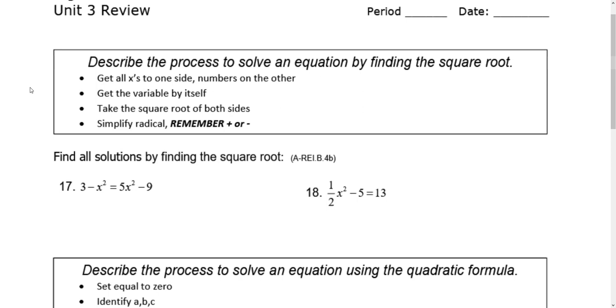So when that happens, our goal is to get all x squareds over to one side, the numbers without x's to the other side. That's your first step. So you're going to separate everything. If the x squared has any numbers in front of it, you're going to get rid of it so that the x squared is all by itself. Then you have to take the square root of both sides and simplify the radical.